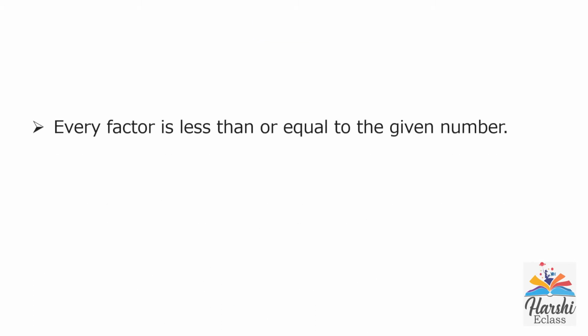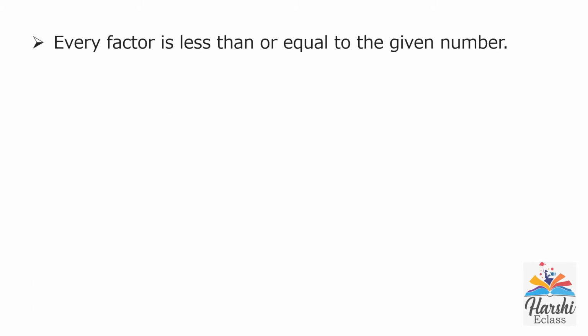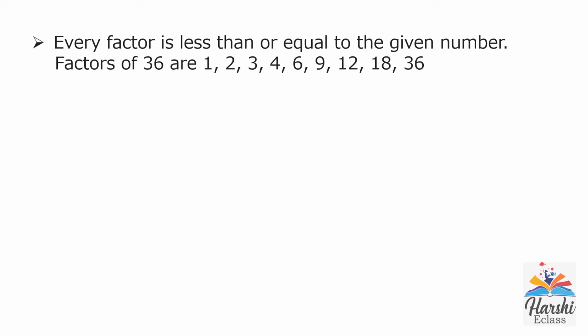Next property. Every factor is less than or equal to the given number. Either the factor is equal to the given number or less than that. Factors of 36 are 1, 2, 3, 4, 6, 9, 12, 18 and 36. The highest factor here is 36, which is equal to the number. The remaining factors are less than the number.